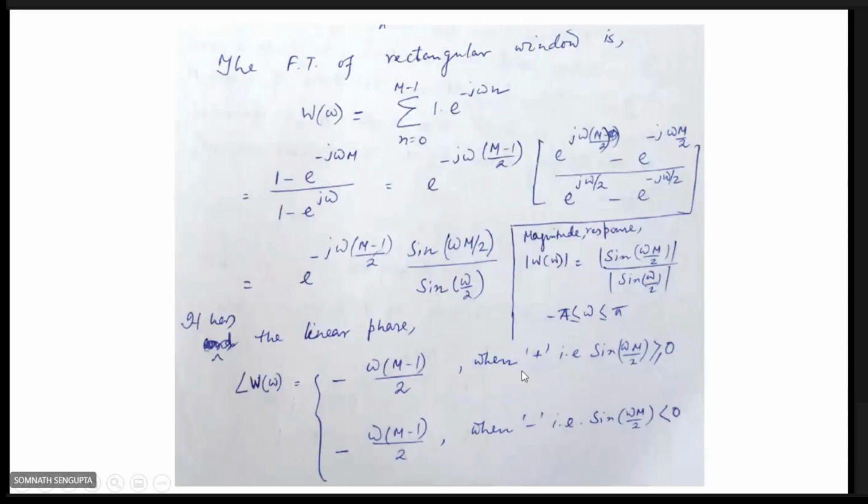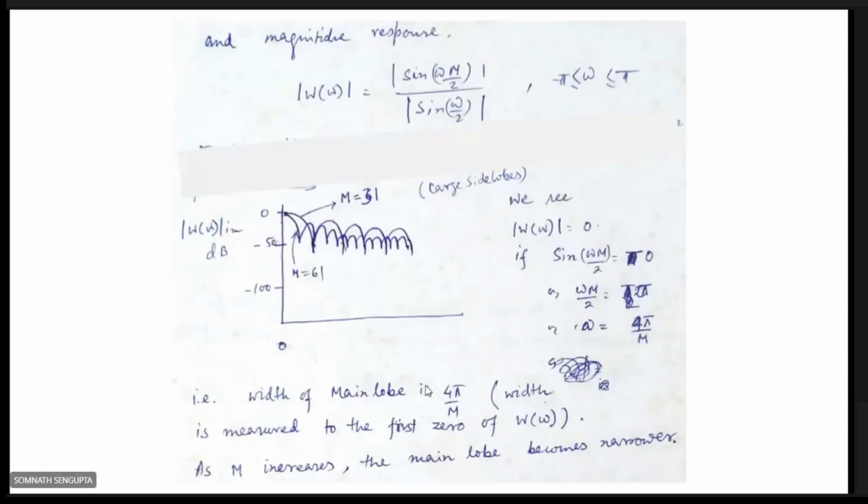There you see e to the power minus j omega alpha, that is, theta(omega) is alpha omega. So there are linear phase characteristics; theta(omega) varies as omega. And the magnitude function is the magnitude of sin(omega M by 2) by sin(omega by 2).